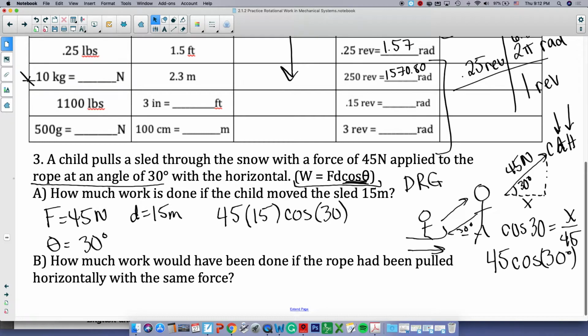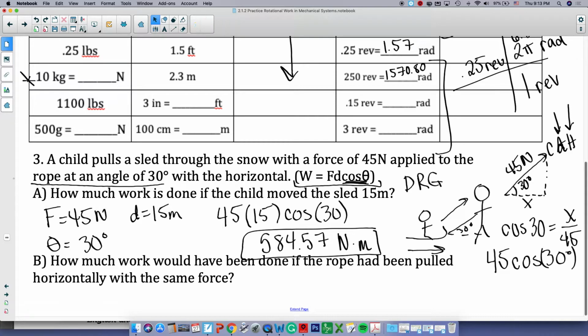So then it'd be 45 times 15 times cosine 30, and you get 584.57, and that is Newton meters. So that's how much work the child is doing pulling on the sled.